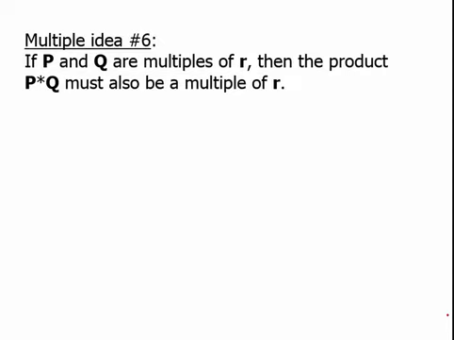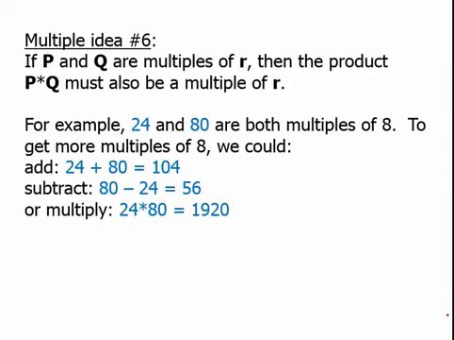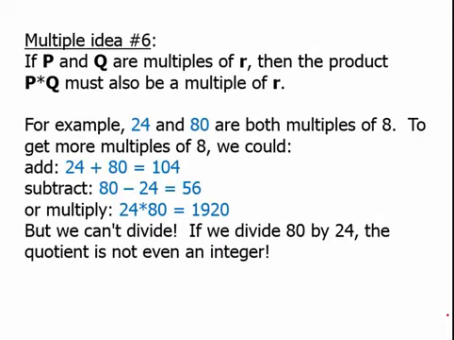And if P and Q are both multiples of R, then the product P times Q must be a multiple of R. For example, 24 and 80 are both multiples of 8. To get more multiples of 8, we could add those two multiples, we could subtract them, we could multiply them. So 104, 56, and 1920, these are all multiples of 8. But notice we can't divide. If we divide 80 by 24, the quotient isn't even an integer. So we can't do that, but we could always add, subtract, or multiply two multiples of a number to get more multiples.